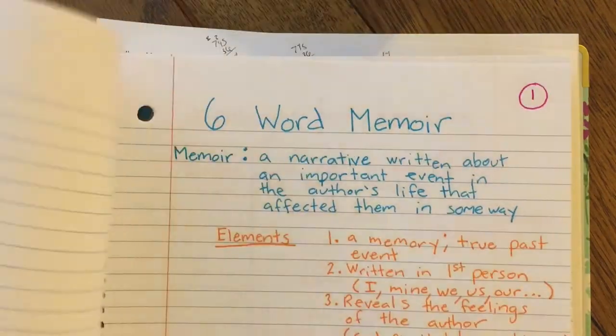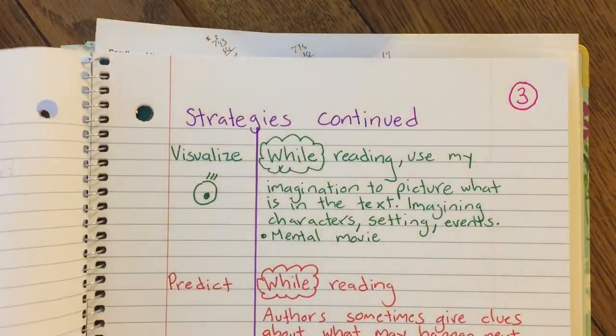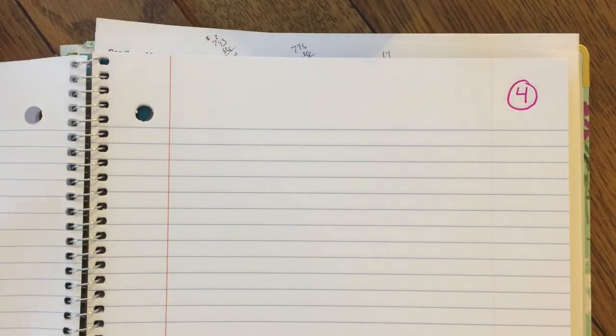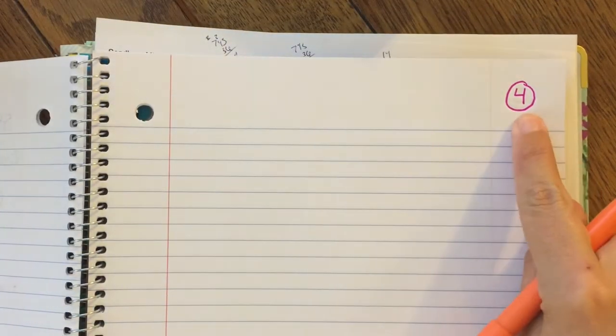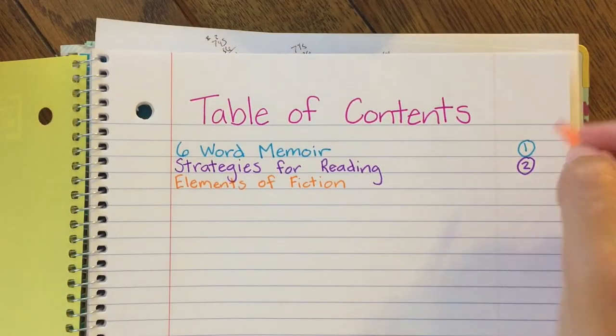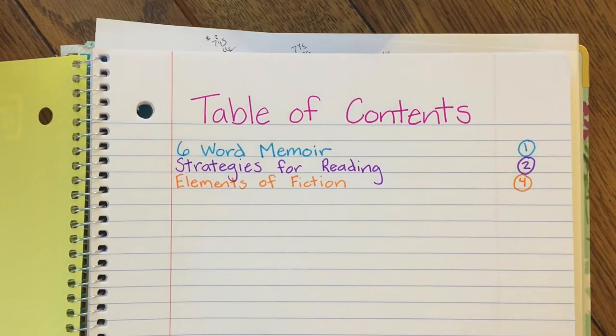And remember, depending on how much space you took up with your strategies for reading notes, check and see what your next free page is. So for me, my next blank page is page 4. So I'm going to say that these start on page 4. But that may be different for you.